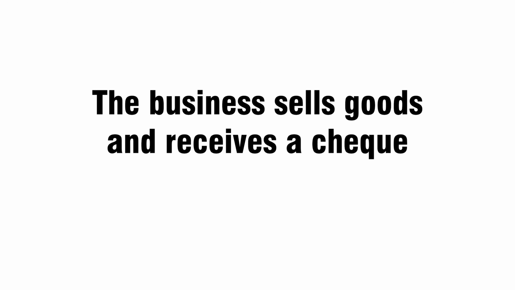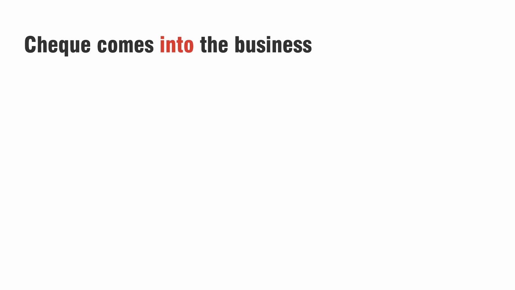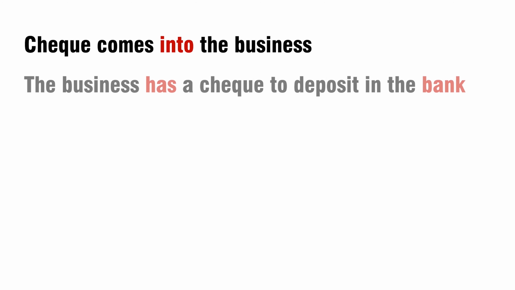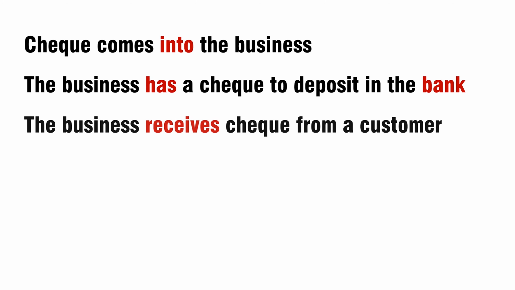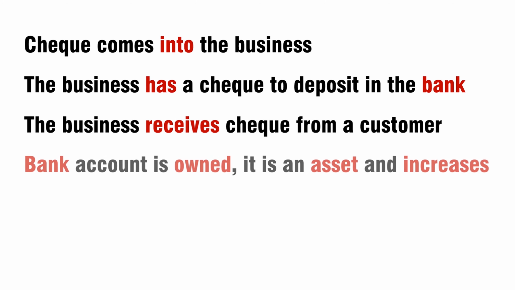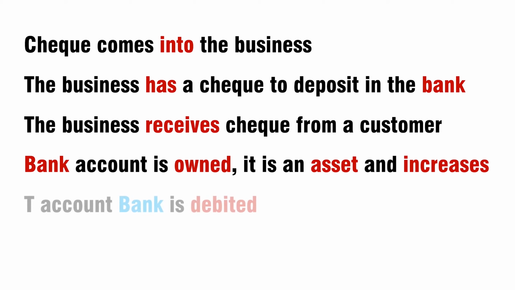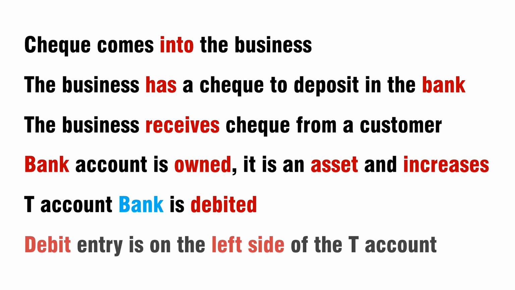Transaction 4. The business sells goods and receives a check. Recording entry 1. Check comes into the business. The business has a check to deposit in the bank. The business receives check from a customer. Bank account is owned. It is an asset and increases. T account bank is debited. Debit entry is on the left side of the T account.